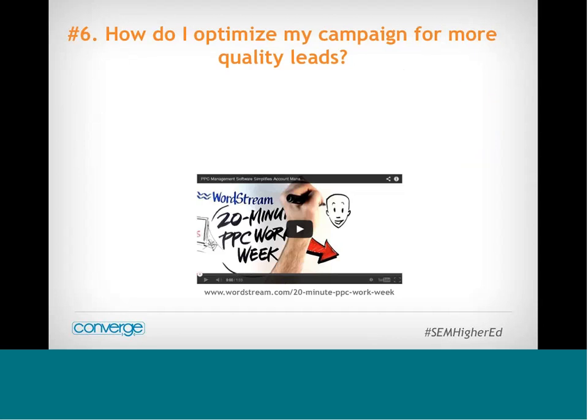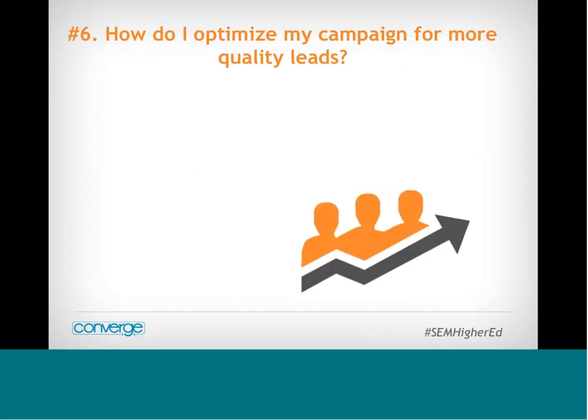All right, everybody. This is Michael, and the question is, how do I optimize my campaign for more quality leads? Which is a great question. First thing is, you've got to get inside your prospects' heads. Utilize a persona. A lot of people use marketing personas. That's going to be your best bet. Understanding what motivates your prospects, who they are.